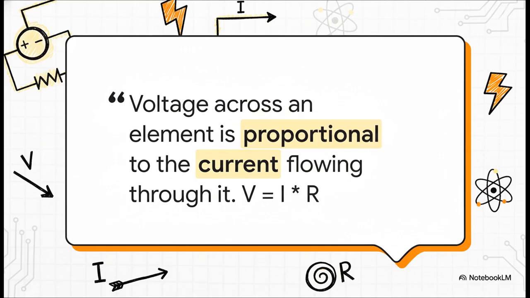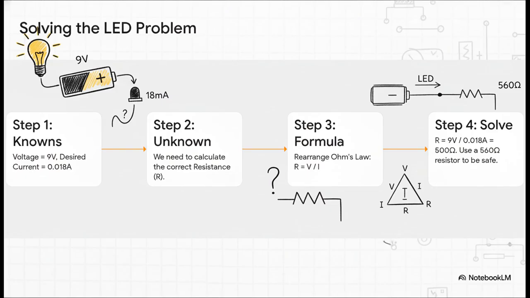What makes this so incredibly powerful is that if you know any two of those values, you can always figure out the third one. It's like a perfect little puzzle. And just like that, we can finally solve our LED problem. We know our voltage, that's 9 volts from the battery, and we know the ideal current for a little LED is about 18 milliamps, which is 0.018 amps. So the only thing we don't know is the resistance we need.